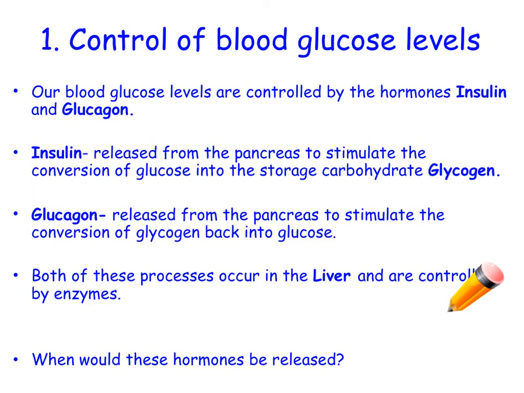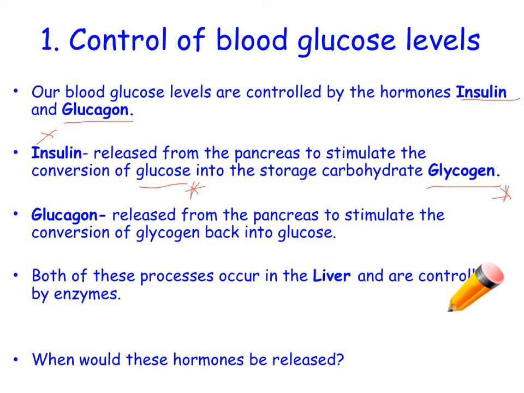So, control of blood glucose levels. Blood glucose levels are controlled by these two hormones, insulin and glucagon. Insulin is released from the pancreas, and what it does is it converts glucose that's there in the bloodstream into a storage carbohydrate called glycogen. A wee bit like the same as glucose in plants being converted into starch. In animals, glucose isn't stored as starch, glucose is stored as this substance here, glycogen, and that's stored in the liver.